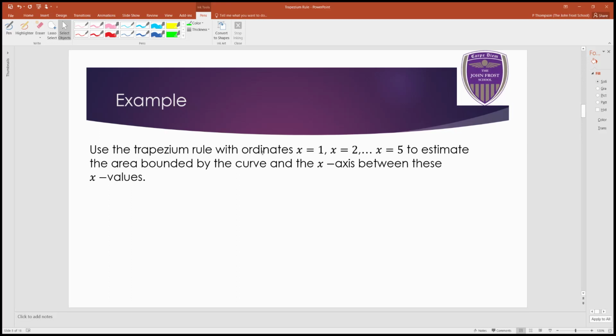Okay, welcome back. So the first word that jumps out here is the word ordinates. Ordinates are just points on the x-axis. Coordinates are x and y pairs. Ordinates are just points on the x-axis. So x equals 1, 2, and so on to 5.